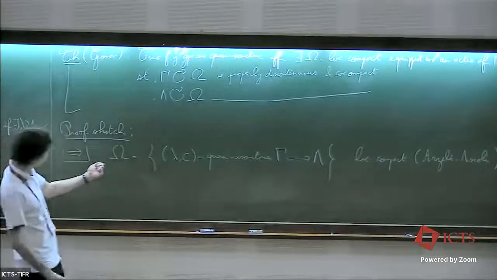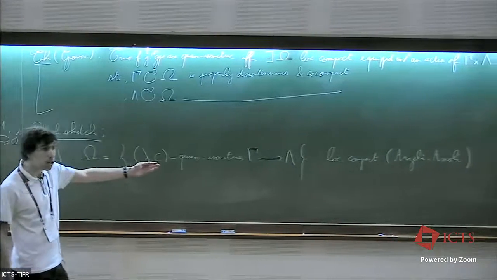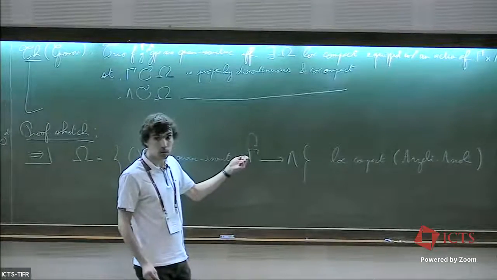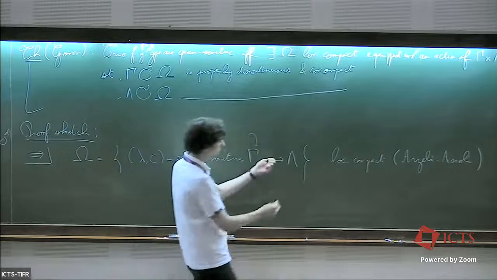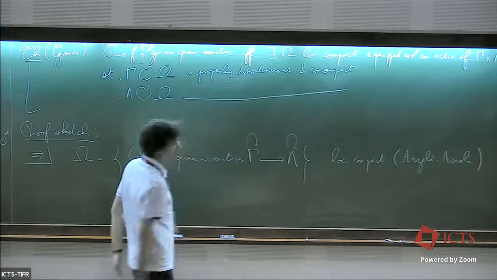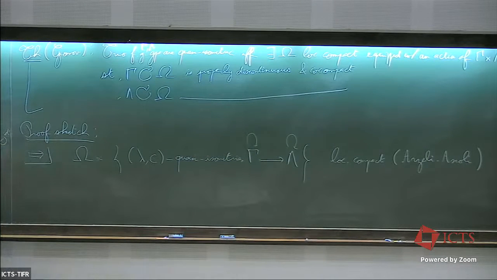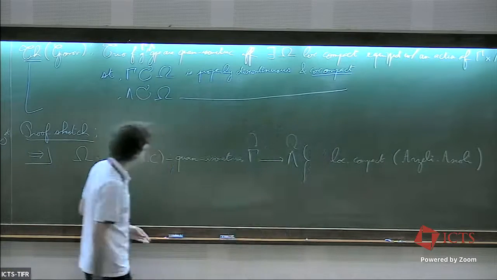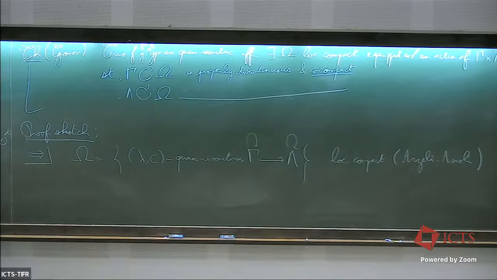And you have commuting actions of Gamma and Lambda, where the action of Gamma is just by precomposition, by translation, and the action of Lambda is by postcomposition, by translation. So those are the two commuting actions of Gamma and Lambda. I claim that they are co-compact. And why is this?